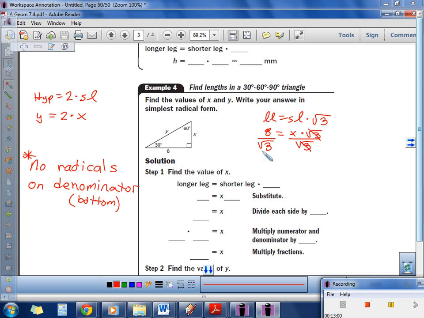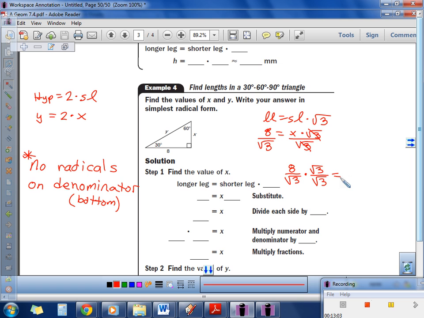So the key thing is how to deal with this piece right here. So I'm going to teach you a little trick. And this kind of stuff they expect you to be able to do in Algebra 2. To get rid of the radical on the bottom, we multiply by something called the conjugate. This is the conjugate. So basically, you multiply by itself over itself. You're going to see a lot of radical 3's now. So you multiply by what you're trying to get rid of over itself.